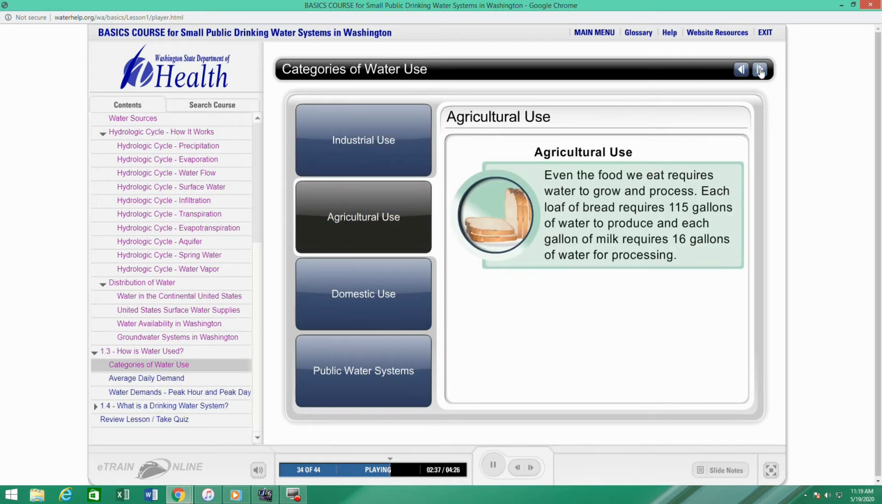Agricultural use. Even the food we eat requires water to grow and process. Each loaf of bread requires 115 gallons of water to produce, and each gallon of milk requires 16 gallons of water for processing.